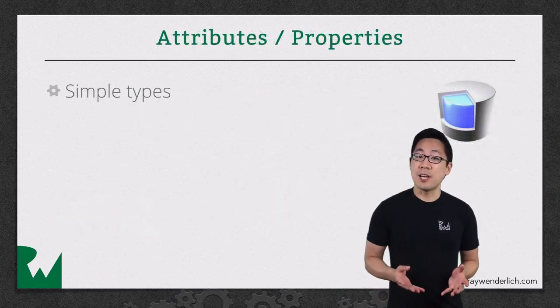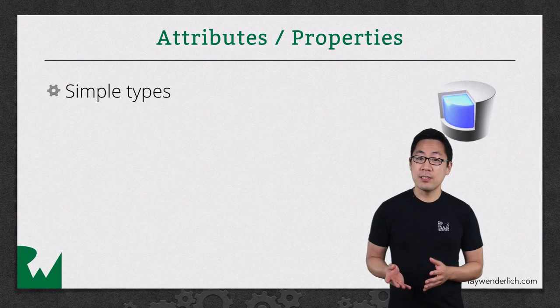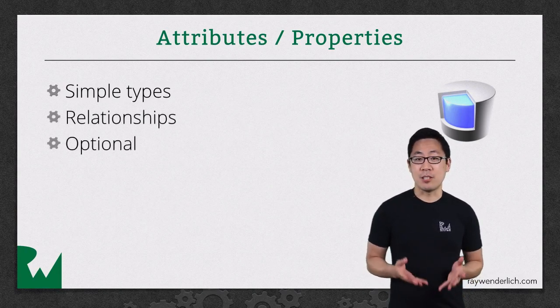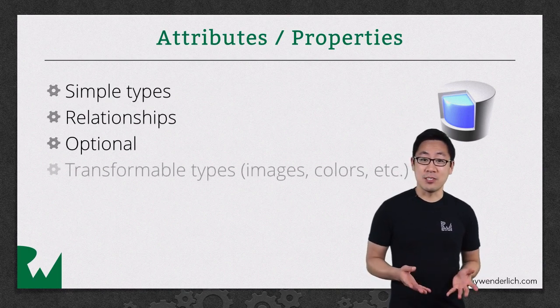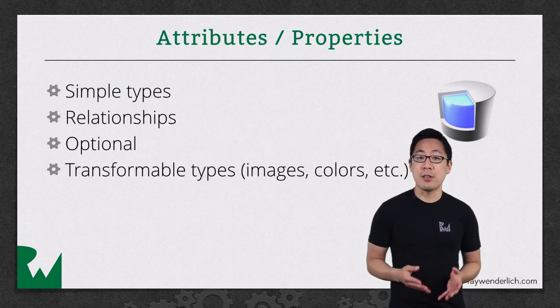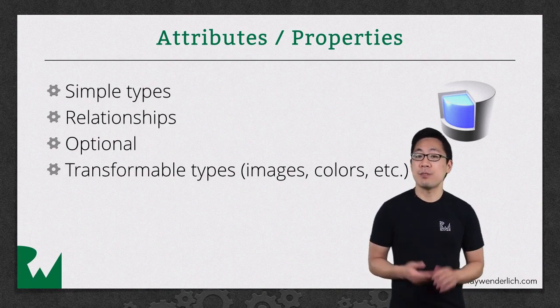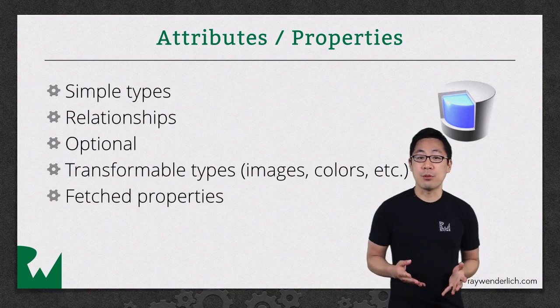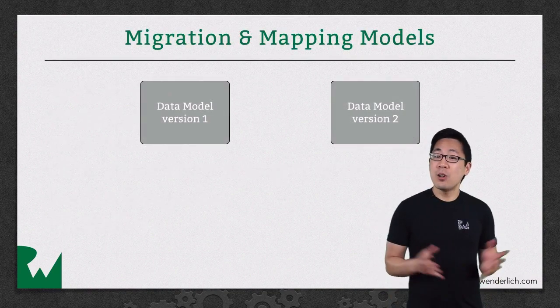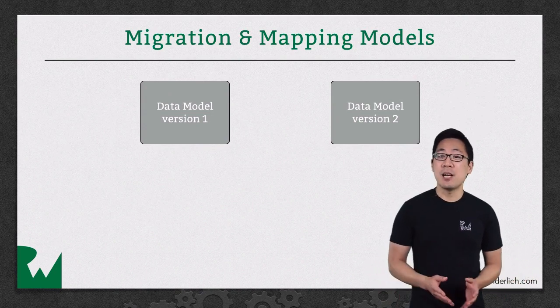You've seen simple types in your attributes, such as strings and floats, relationships, and even optional and non-optional attributes. Core data also supports storing things like images, which you'll see in video number 2. You'll also learn about some other advanced attributes, such as fetched properties, as well as how to perform validation on input fields.